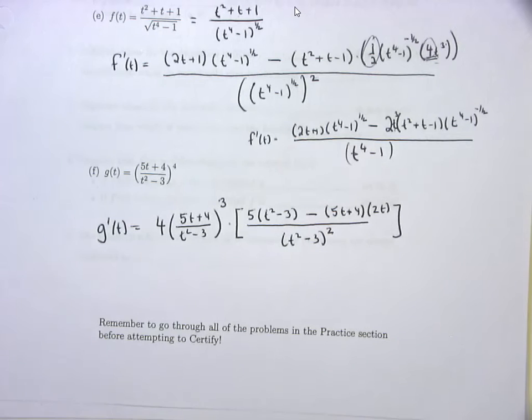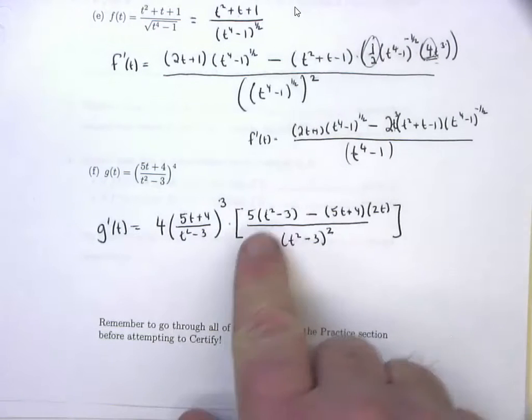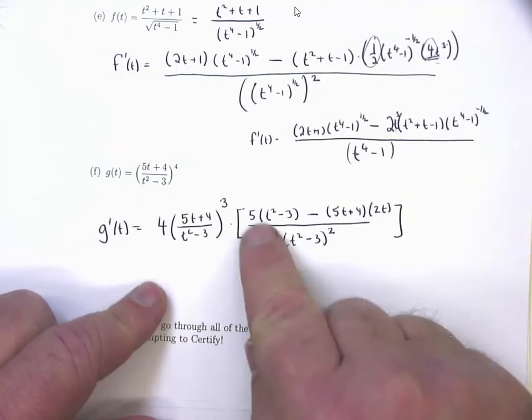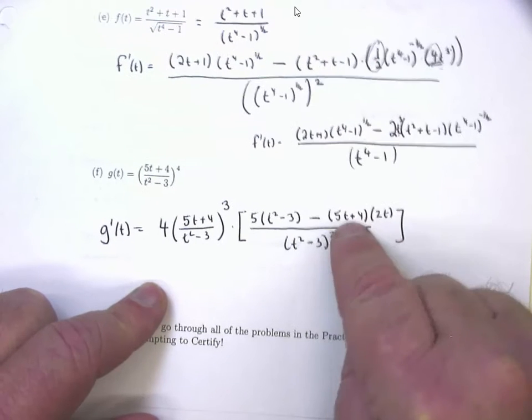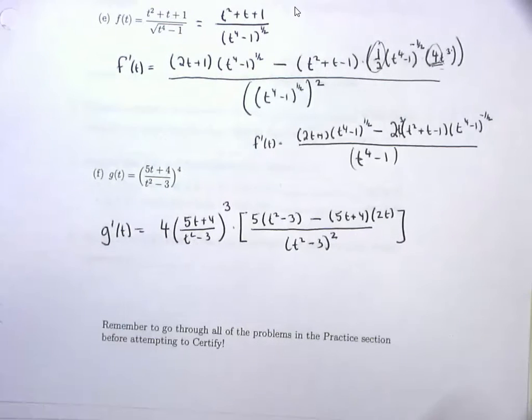Now, you need to do a lot of practicing on this stuff. And again, you can clean this up by distributing the 5 throughout. You have to distribute the 2t and the negative. Don't forget the negative is going to change your signs. So watch your algebra if you decide to clean this up.